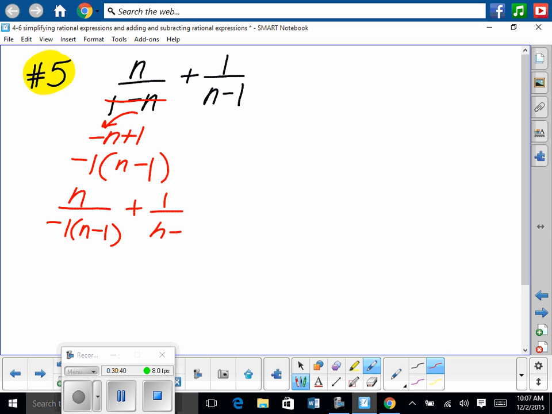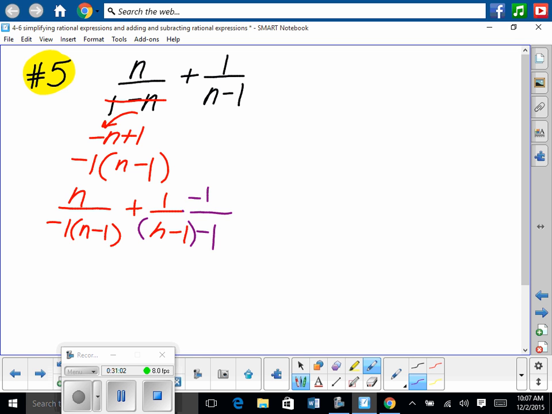We need a common denominator. This has a negative 1 and an n minus 1. This one has an n minus 1. What does it need? Negative 1. So I multiply the bottom by negative 1, the top by negative 1. I need to get a common denominator. So now we have a common denominator. The bottom can't go away though because we're not solving. So the bottom's still there, but ignore it for a minute.